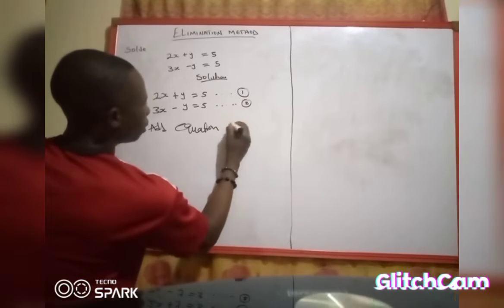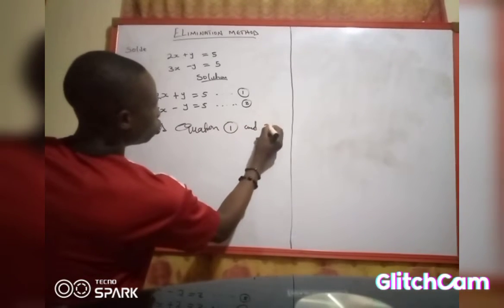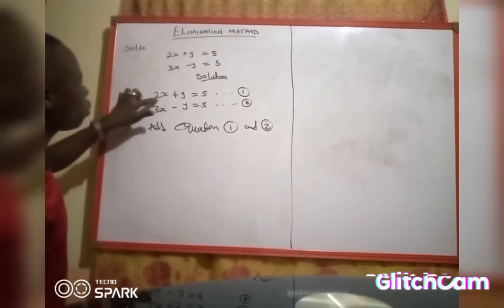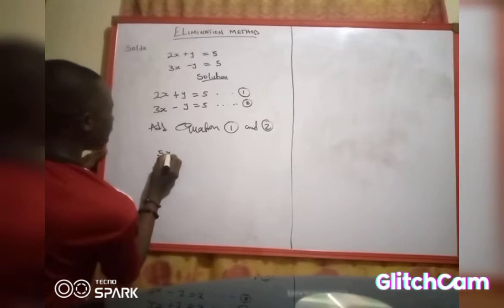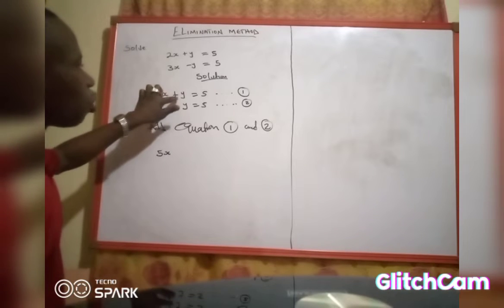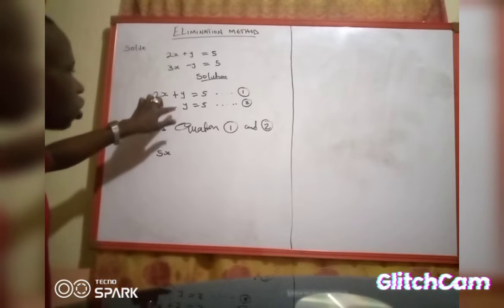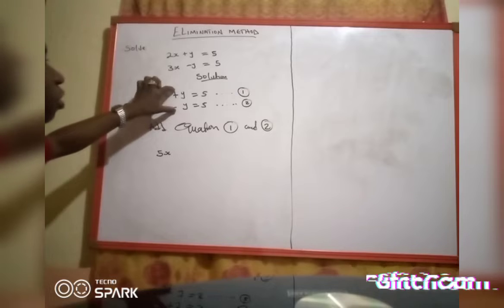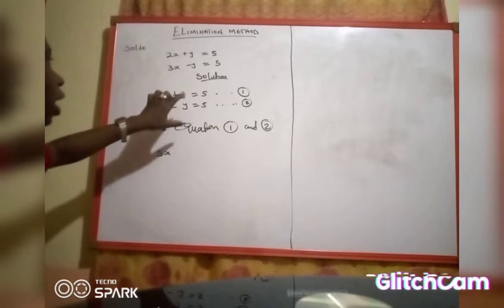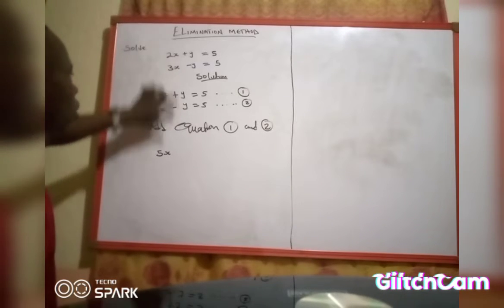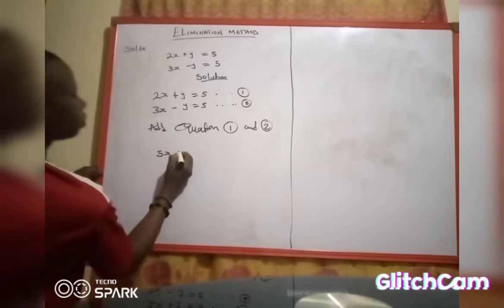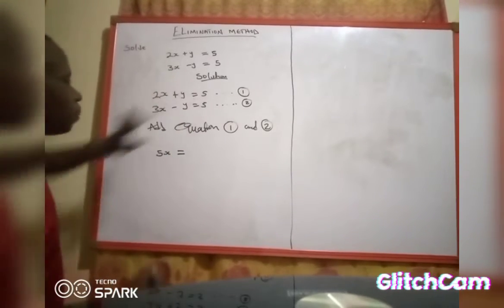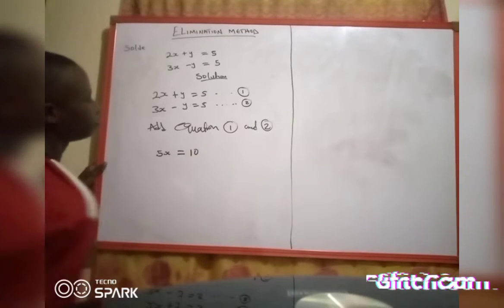Equation 1 and 2 will give you 2x plus 3x, which is 5x, plus y plus minus y, which will give you 0 because positive cancels negative. It gives us 0 because we don't have anything in this place. So equal to 5 plus 5, we have 10.